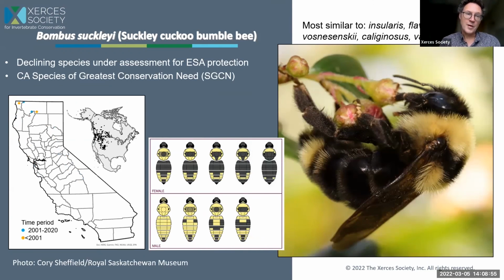Finally, last one, this is Bombus sucklei, suckly bumblebee. This bee is distributed throughout the West. There is a disjunct population in eastern maritime Canada. In California, it has only ever been found in the mountains in extreme northern California. And we don't have any observations recently. This is one of our SGCN species.